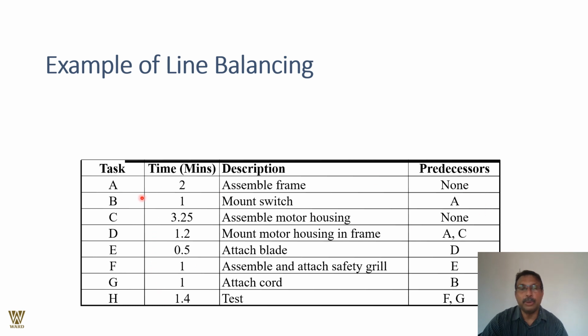Now what are we looking into? There are no precedences for task A because it initiates the task. It's an assembly line. There are no precedences. But for B, the completion of task A is very important. Similarly for C, there are no precedences. Why? Because they are assembling the motor housing. None. It is absolutely none.